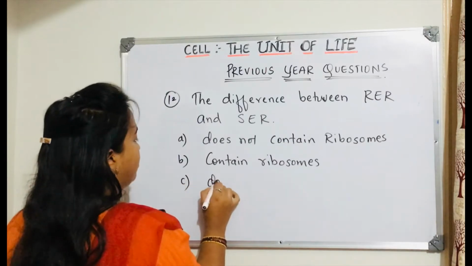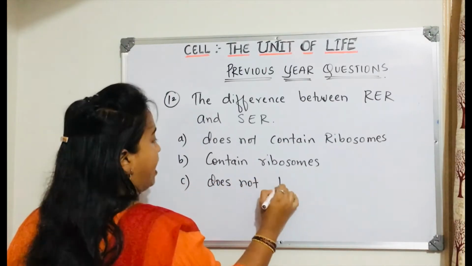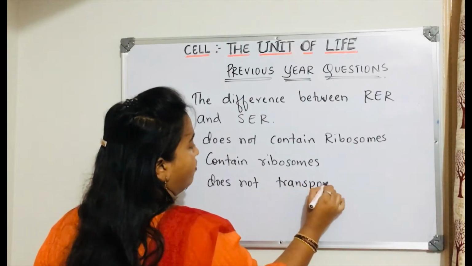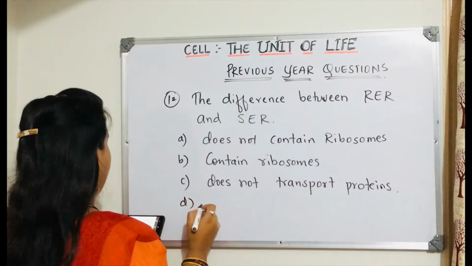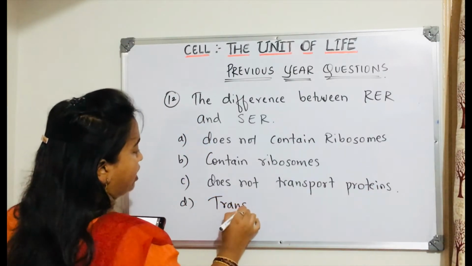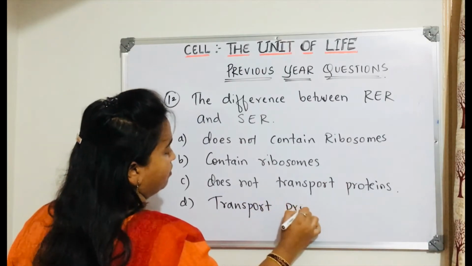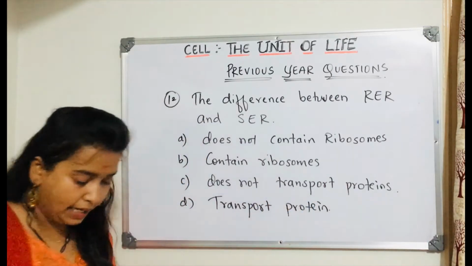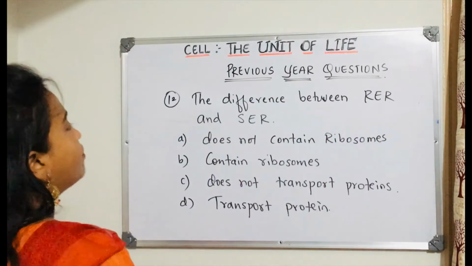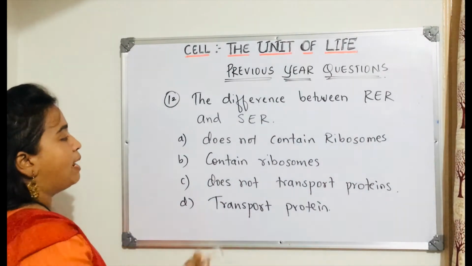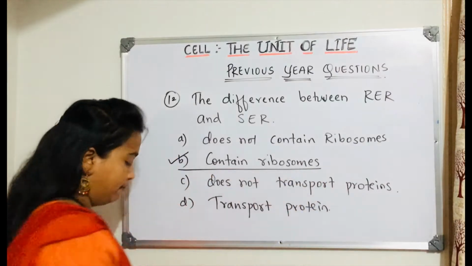Does not transport proteins. Last option is transport proteins. Before I could complete the options only, you people might have answered, no? Many times I have told you. RER and SER, the main difference is that RER has what on its surface? It contains ribosome. Answer is B.